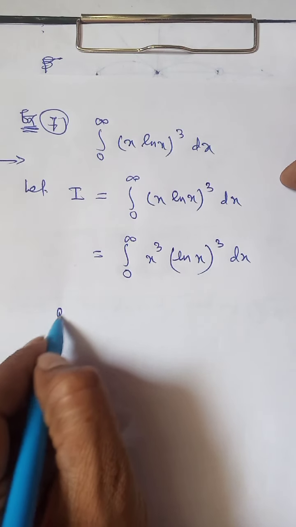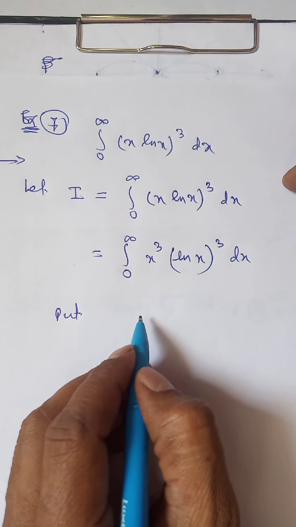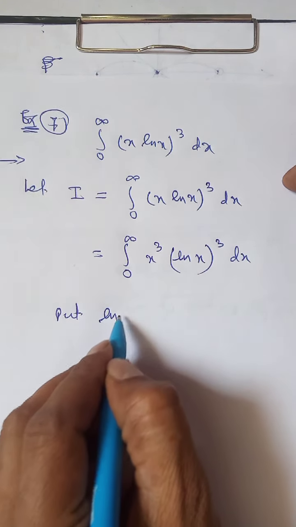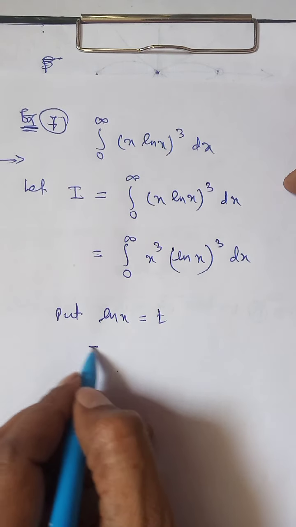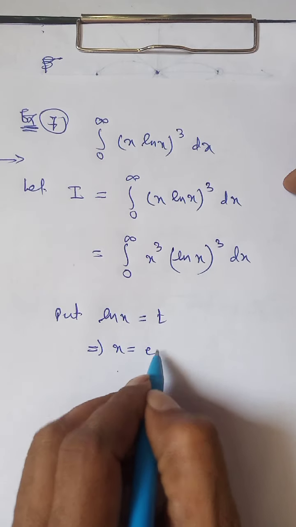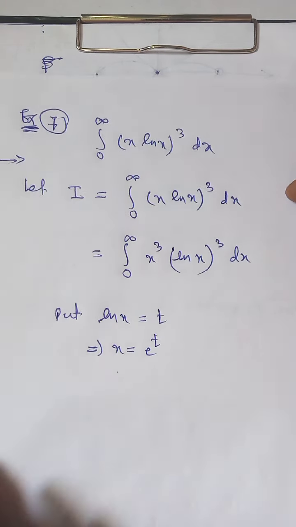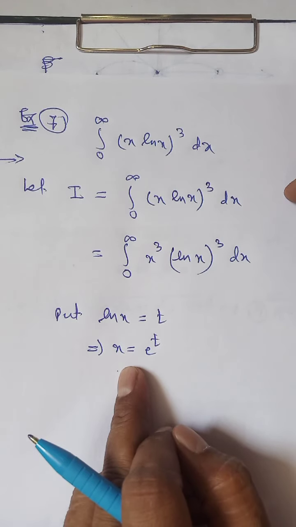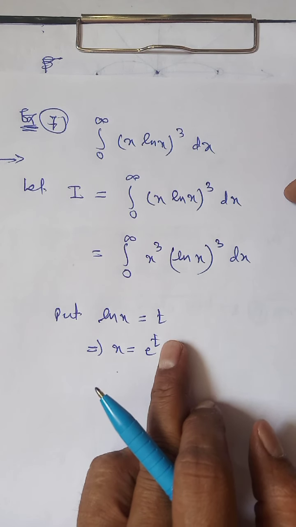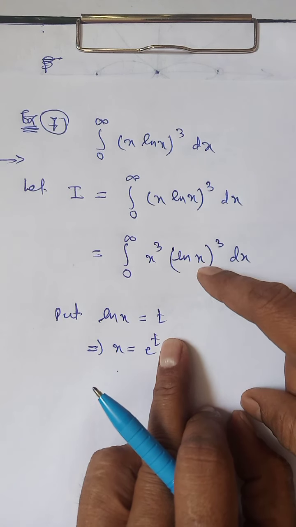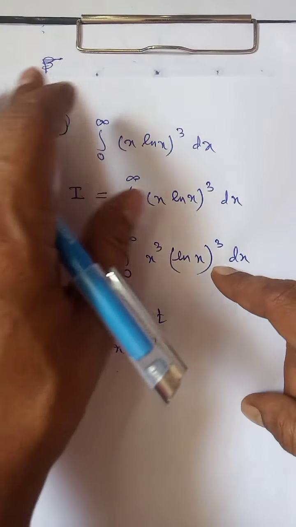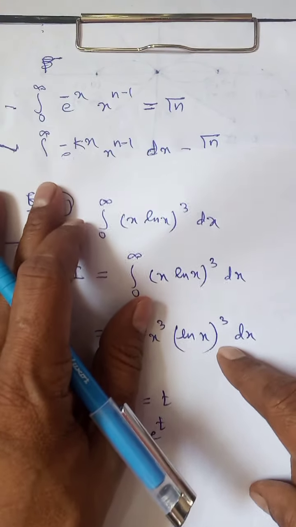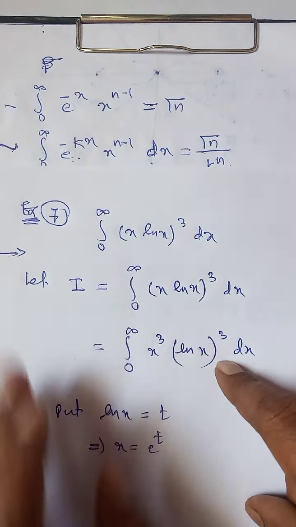Okay, so by taking this transformation, log x is equal to t. So this implies x is equal to e to the power t. So with this transformation, we'll get x is equal to e to the power t. So here e to the power t cube, that is e to the power 3t. But in the definition of gamma function, what we have is a negative power of exponential.